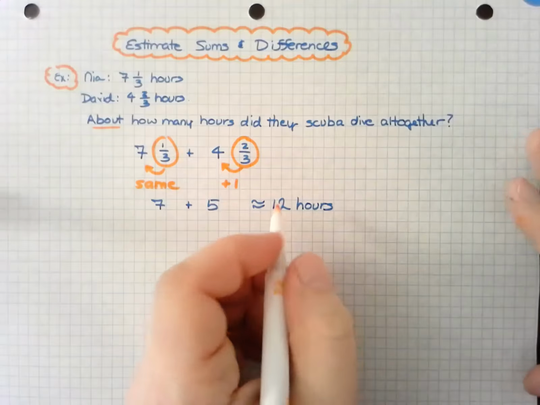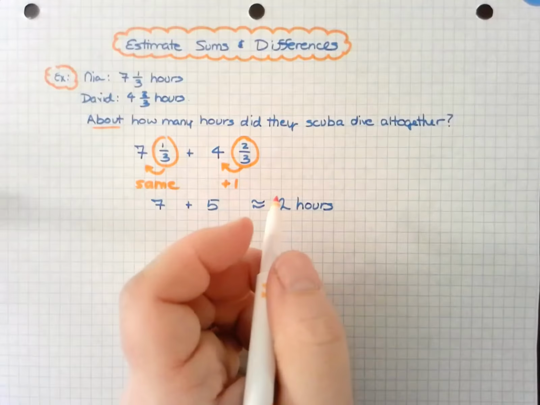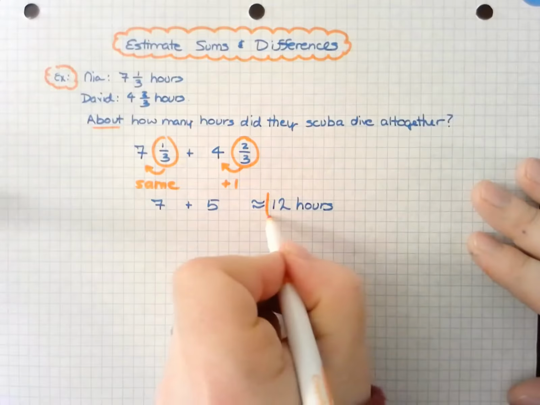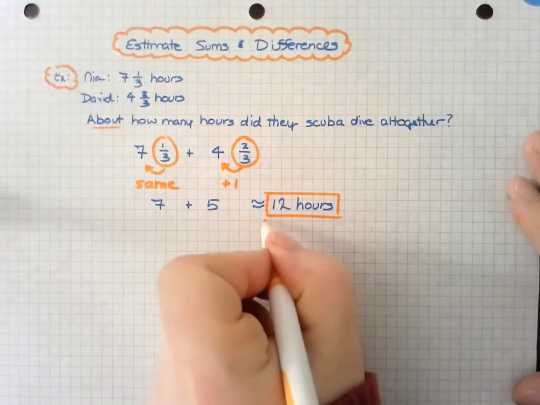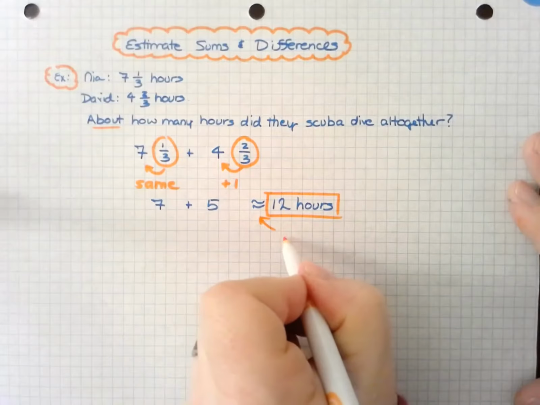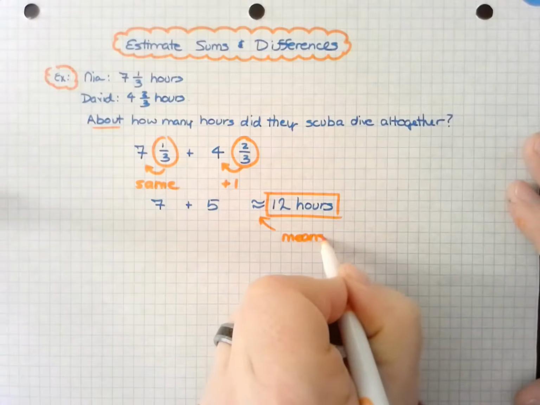And this gives us a good sense of what our final answer will be when we actually learn how to add and subtract mixed numbers. Just as a reminder, this means approximately.